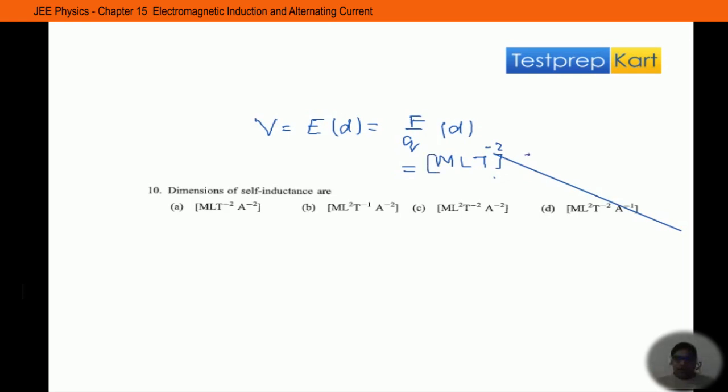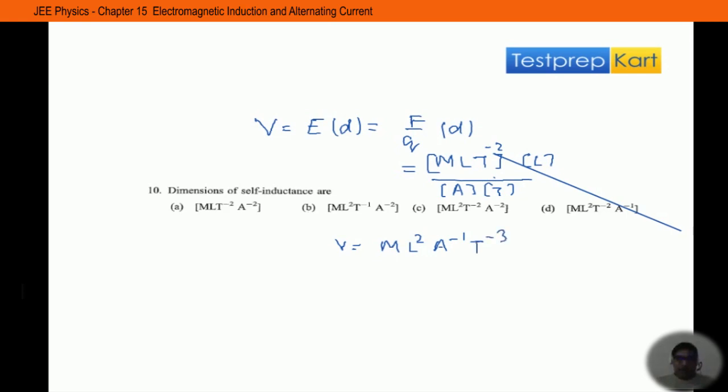And dimension for length is L, and charge can be written as I into T. So dimension of current is A, and another one is time. Okay. So from here we'll get dimension of voltage or EMF is M L square A to power minus 1 into T to power minus 3.